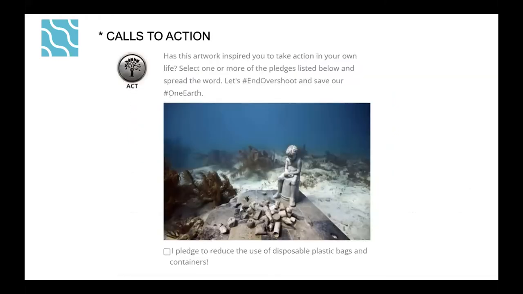Similarly, we connected to each artwork in the exhibition a call to action that people could share on social media. In this case, with Inheritance, we linked a series of pledges. You can see one of those pledges here, a pledge to reduce the use of disposable plastic bags and containers. Single-use plastics are the biggest driver of plastic pollution in our oceans, and that was the issue that Jason was highlighting, among others, in this work. We wanted to empower people experiencing the exhibition to think about what they could do, maybe share their intention with their social network. And we also built out a series of environmental guides in a feature called our Pledge Center.